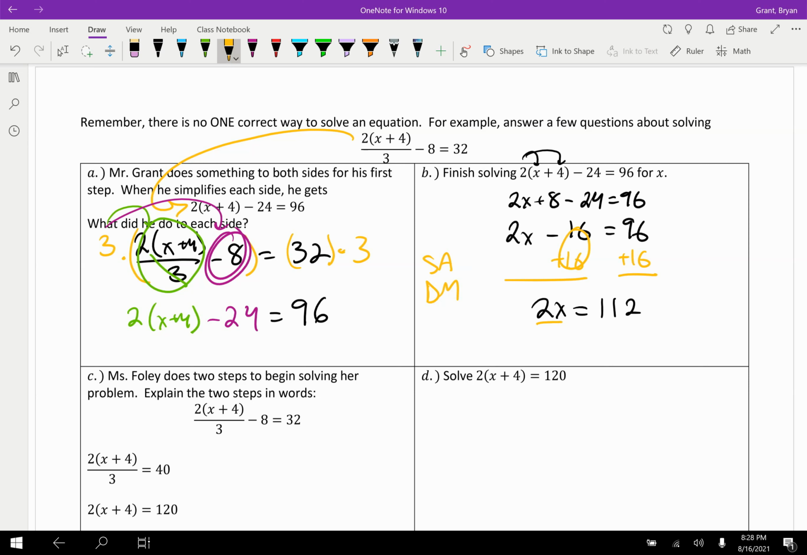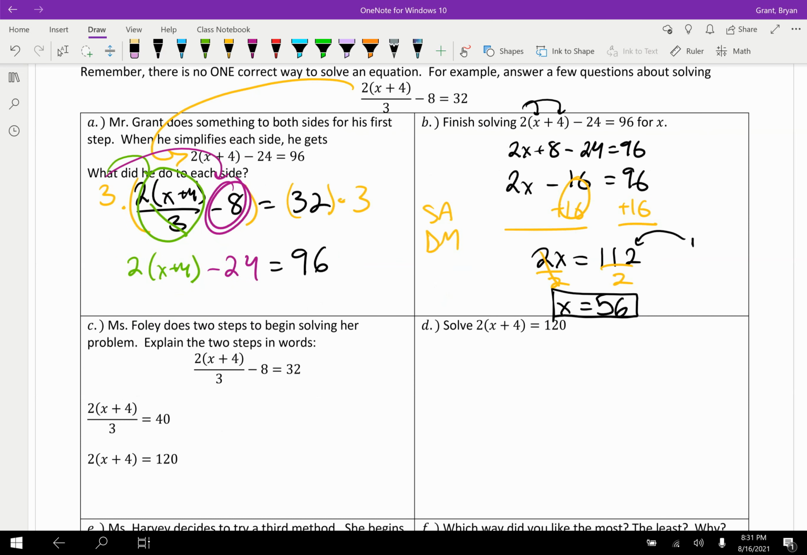Last but not least, divide by 2. Okay, this one's a little harder. 2 goes into 11 5 times, but there's a remainder of 1. So then we need to do 2 into 12, which is 6 times. X equals 56. All right, now we solved the problem one way, but maybe there's a different way.